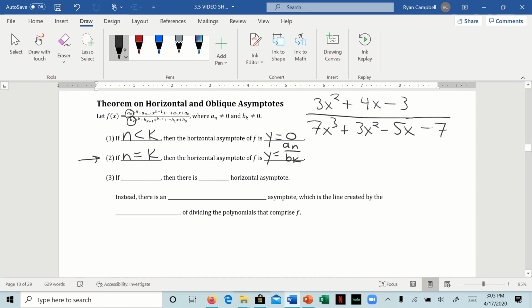And then lastly, the last one's greater than. So if it's greater than that, there is no horizontal asymptote, because essentially you can actually divide it out. So instead, there will be an oblique asymptote, and the oblique asymptote is the quotient when you actually divide it out. So unfortunately, we're going to have to do some polynomial division. If you don't remember that, we will go through a couple of different problems to hopefully remind us.